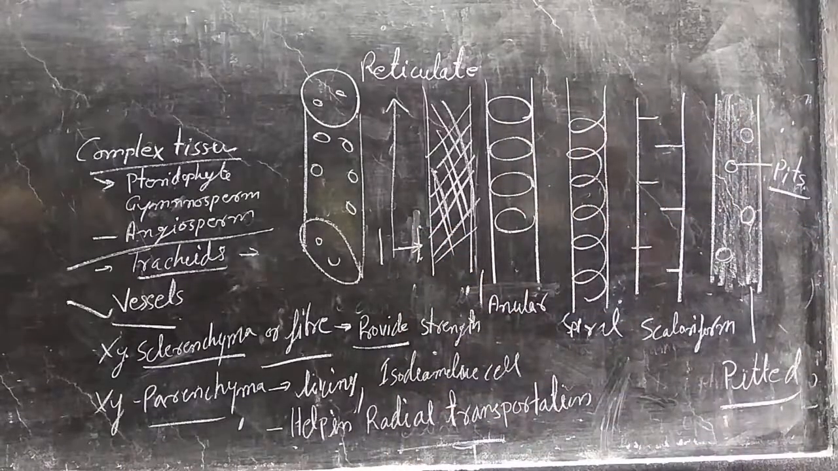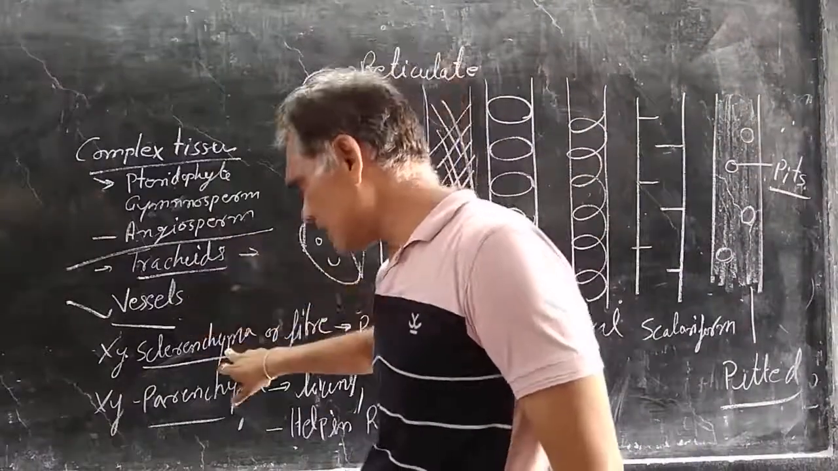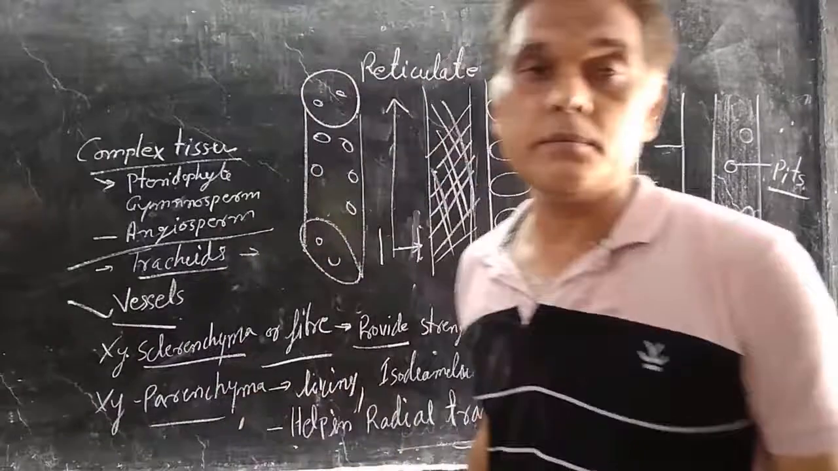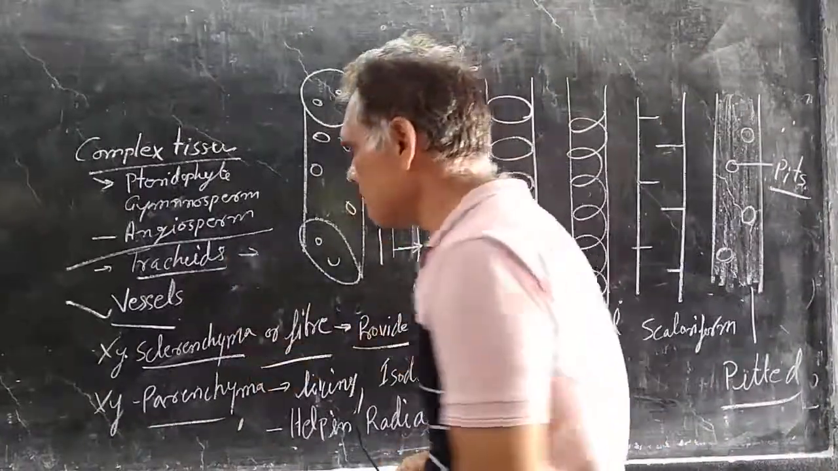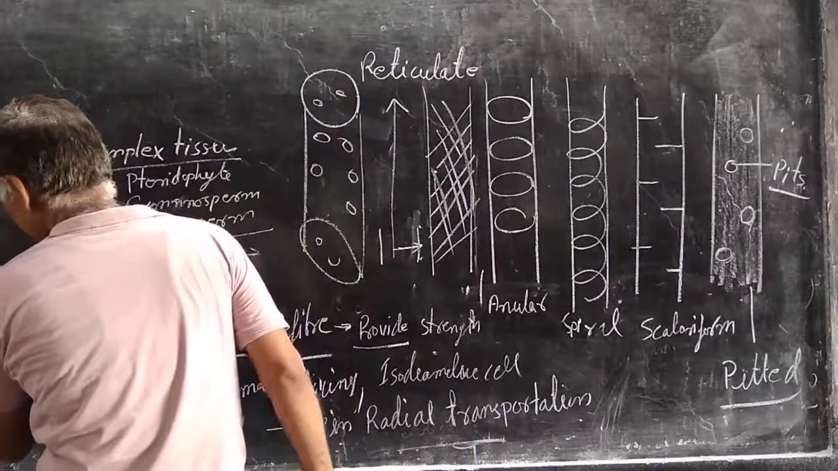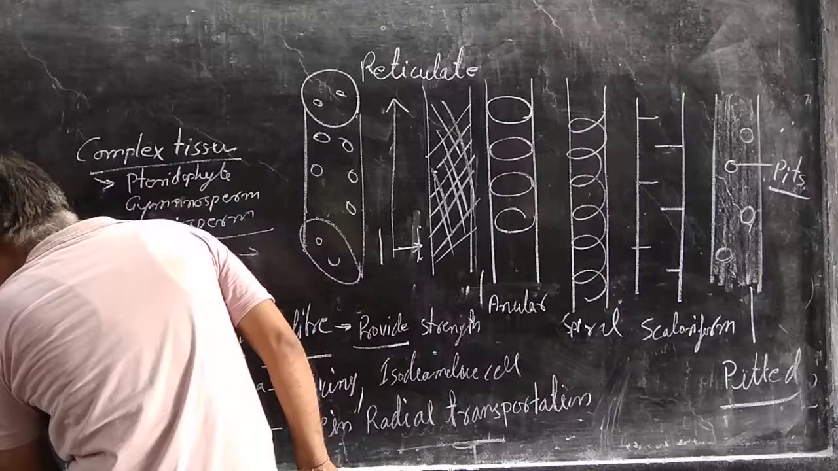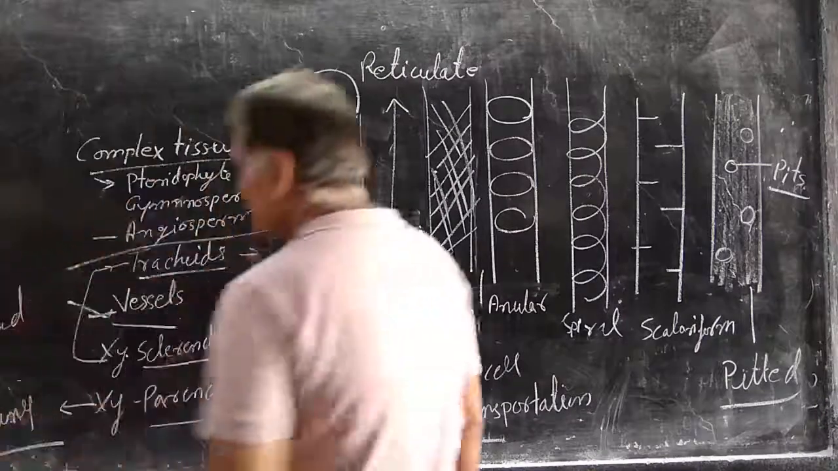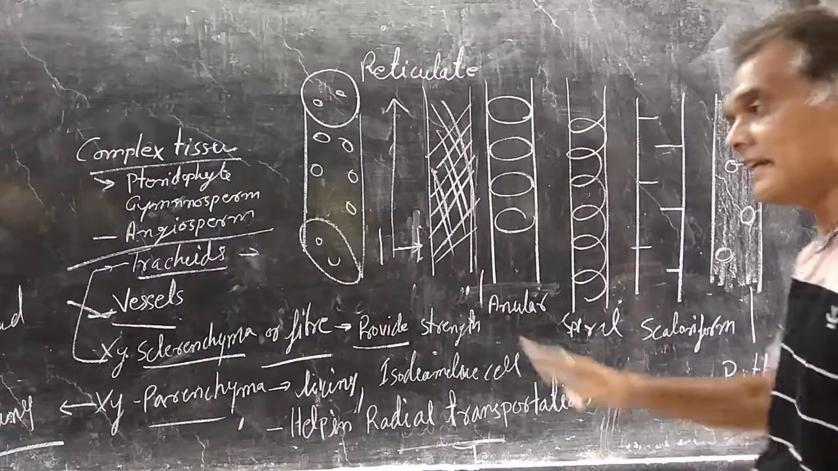If we see all four different types of cells, that is tracheids, vessels, xylem sclerenchyma and xylem parenchyma, these three, tracheids, vessels and xylem sclerenchyma, are dead cells. Only this one is living. In the xylem, only xylem parenchyma is living, otherwise all the other types of cells are dead cells.